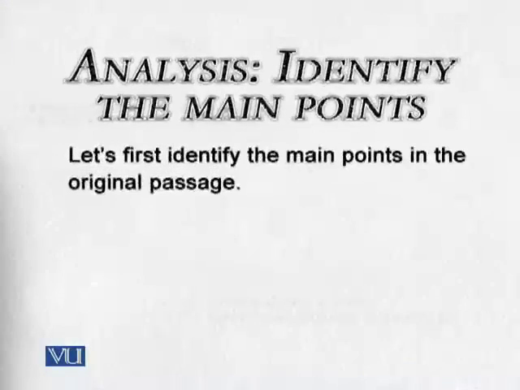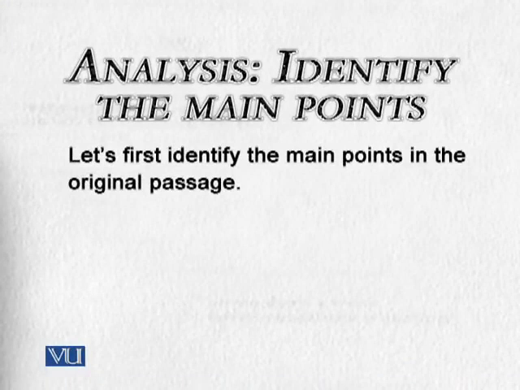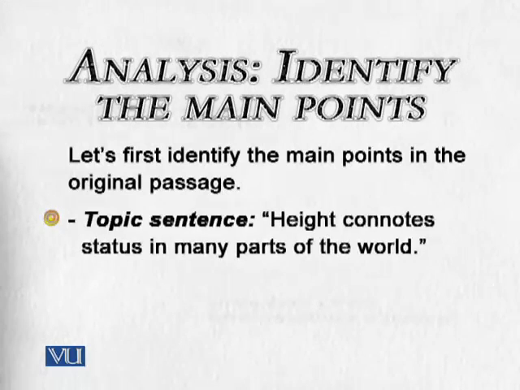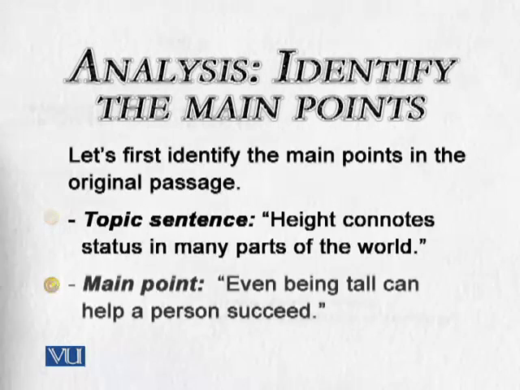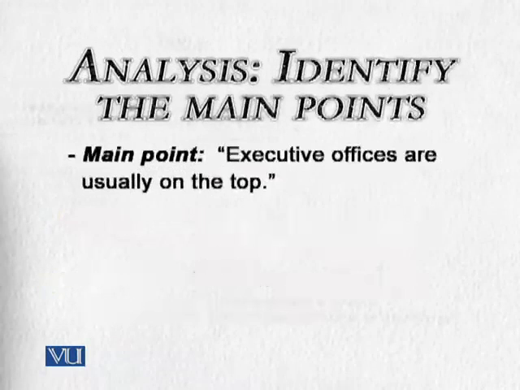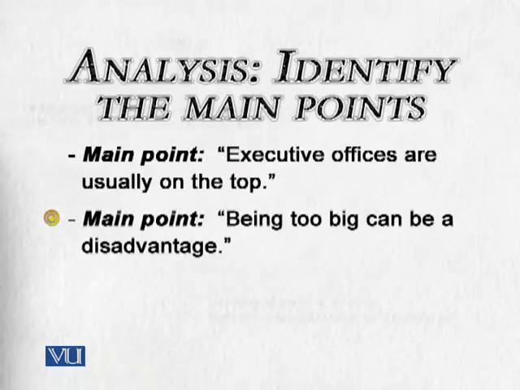But before we summarize it, let's follow the same steps. Step number 1 was to find out the key points of this text. Here I have listed all the key points. What was the topic sentence? Height connotes status in many parts of the world. This is your topic sentence, or key point number 1. Key point number 2 was, even being tall can help a person succeed. Number 3, executive offices are usually on the top floor. And the last one, being too big can be a disadvantage. So this is what our actual text was.